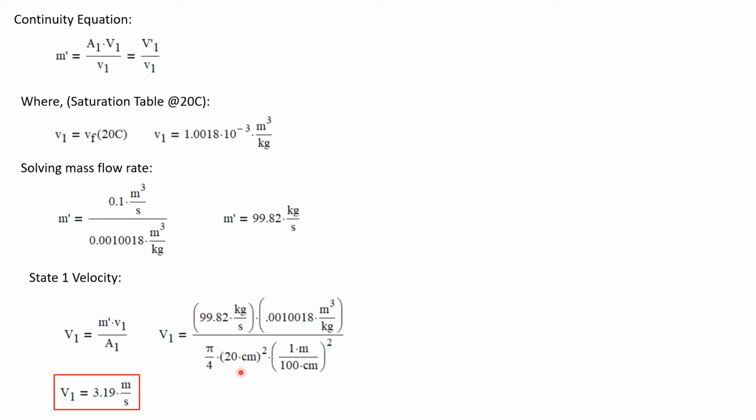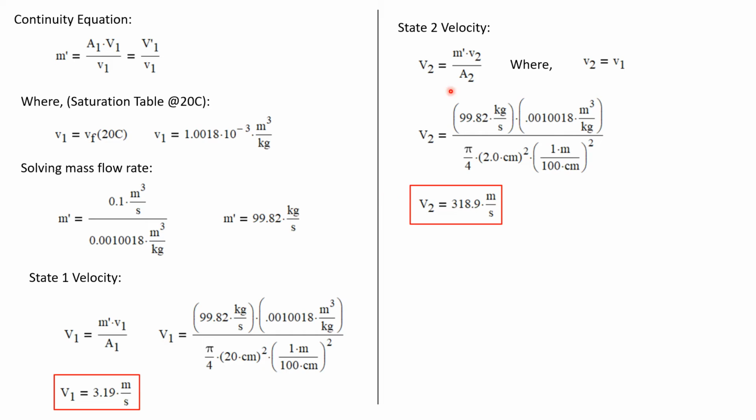Well, we know the diameter at the inlet is 20 centimeters. So the area is just pi over 4 d squared. We have to convert square centimeters to square meters, and we get a velocity at the inlet of 3.19 meters per second. We'll use exactly the same calculation to find the velocity at the exit.